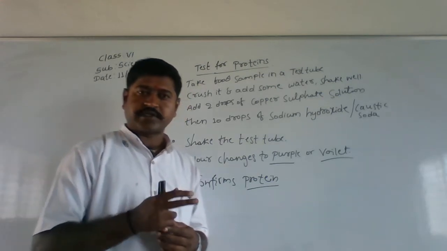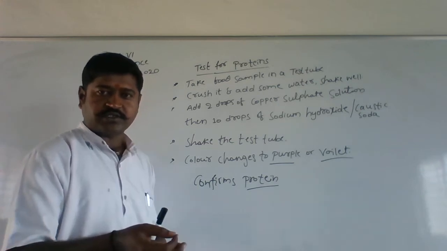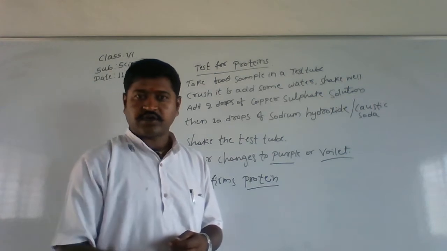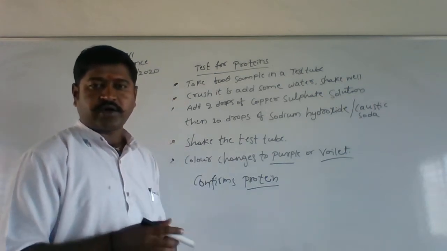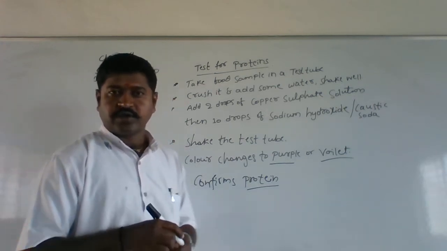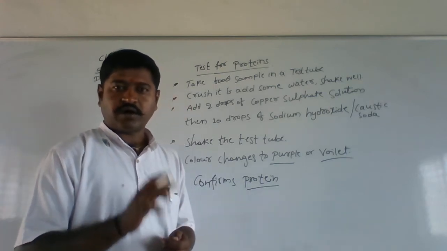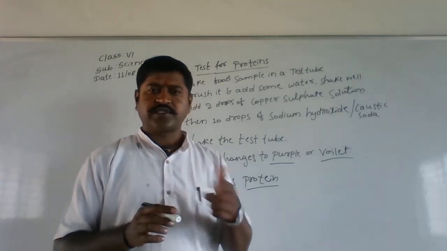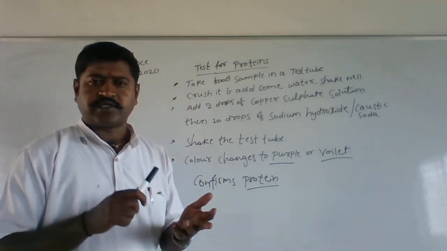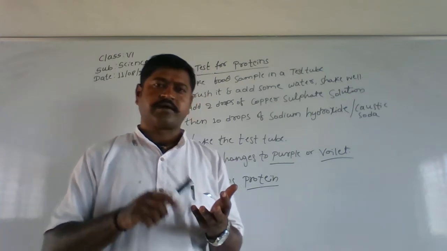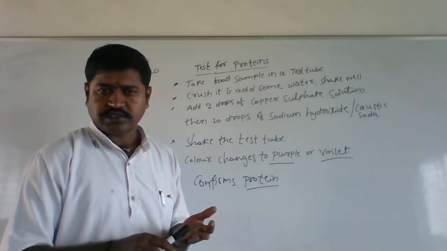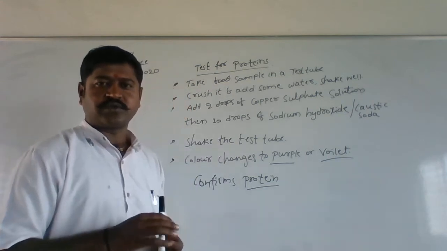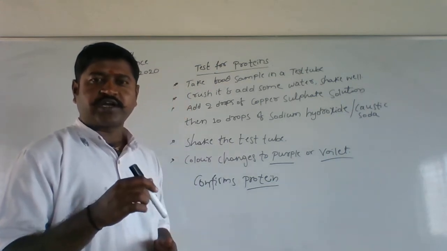So 2 drops of copper sulfate solution is added to the sample in that test tube. After adding 2 drops of copper sulfate solution, again we have to add 10 drops of sodium hydroxide solution or 10 drops of caustic soda solution. Whichever is possible, you can add it. Either you can add 10 drops of sodium hydroxide solution or 10 drops of caustic soda solution to that test tube. After adding this, we have to shake it well.